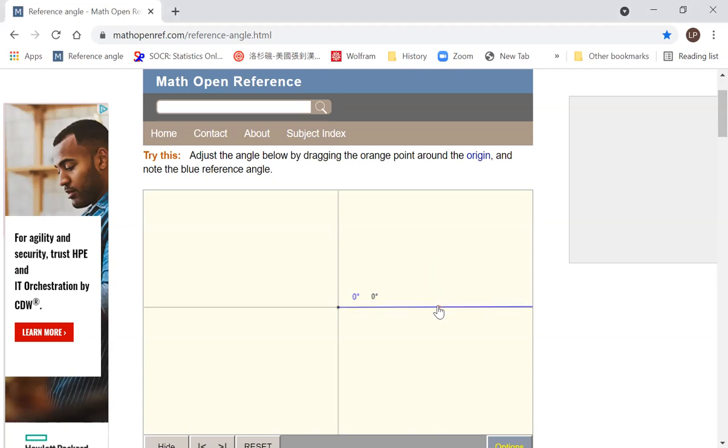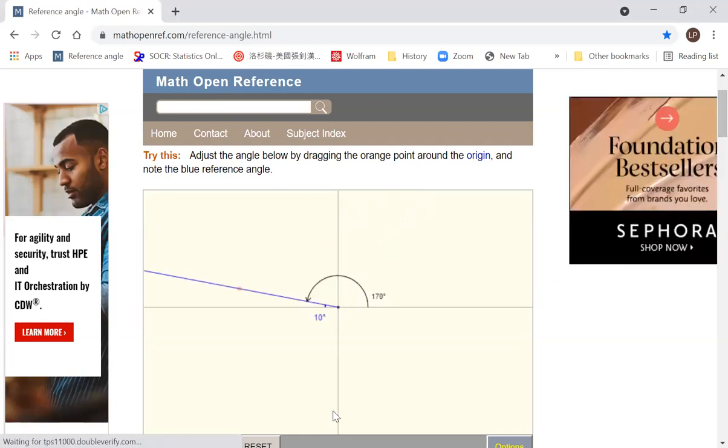Okay, so you can play with it, right? That 0 degree. Do you guys see that? And the reference angle, the blue is the reference angle. You see in this case, the reference angle and the angle itself are the same. But what if I go around?